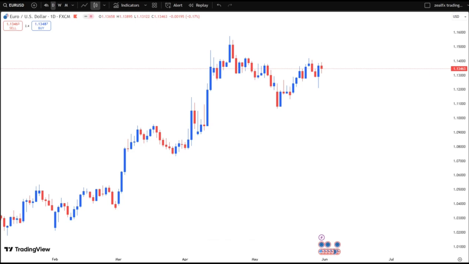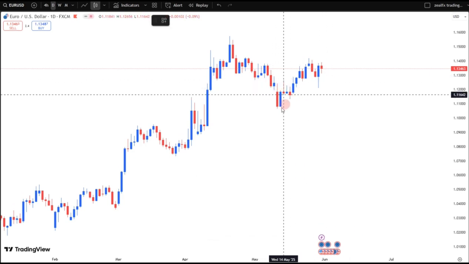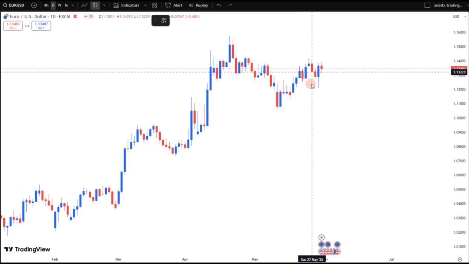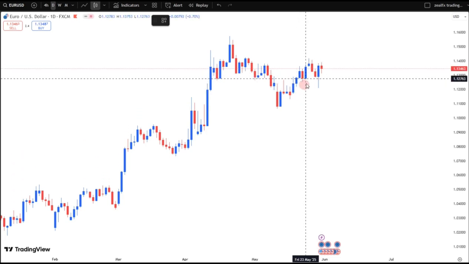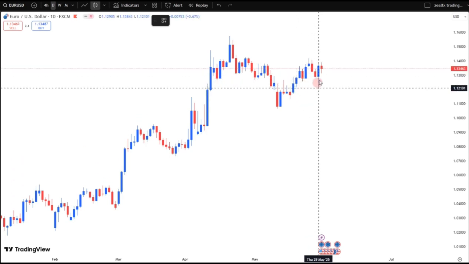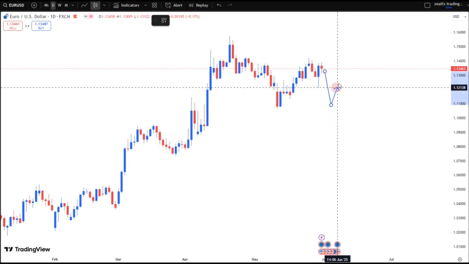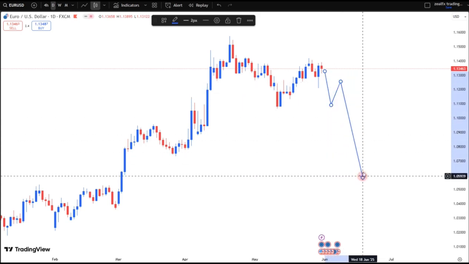You can see from my charts here, we have this inner structure: lower low, higher low, higher low. And price has tested the low of this inner structure's higher low. So we expect price to push lower this next week and retest, then we'll see further downtrend movements.